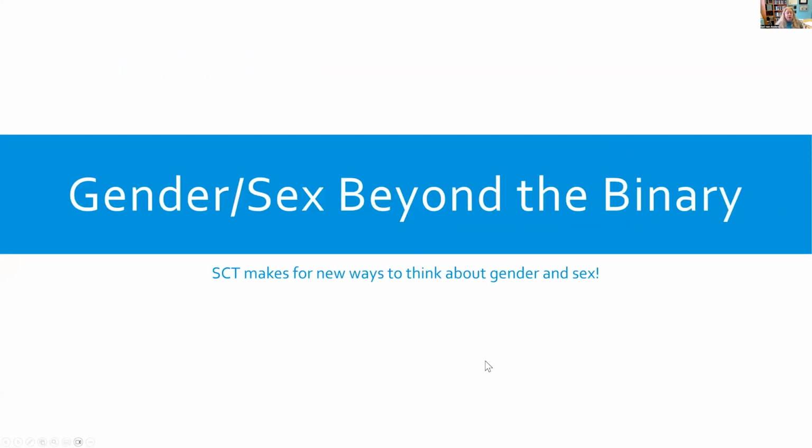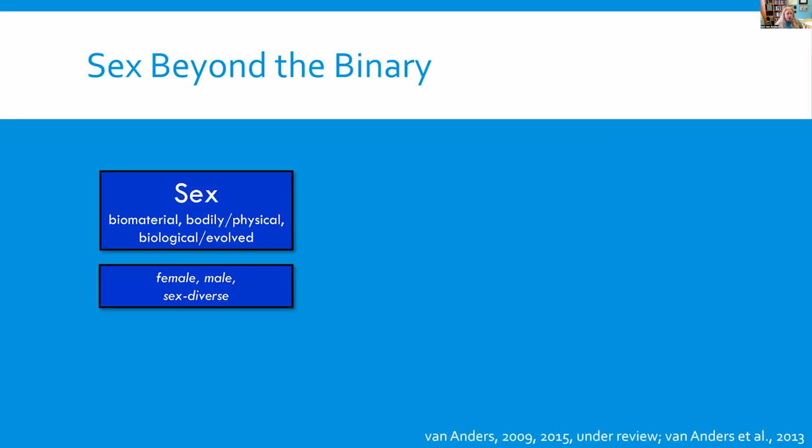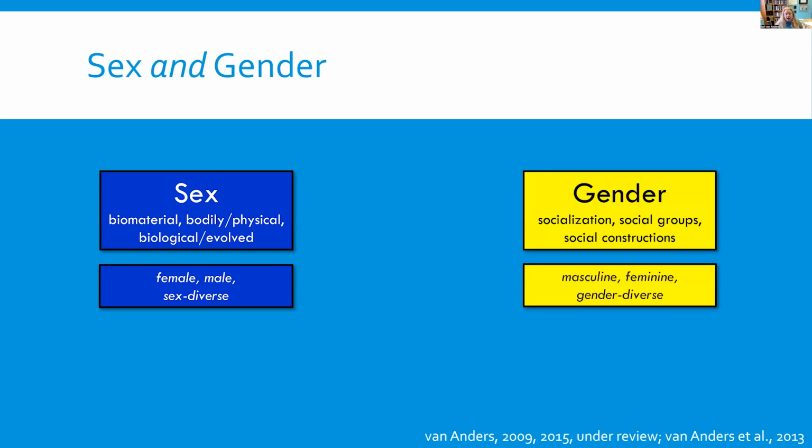SCT also makes for new ways to think about gender and sex, and it takes us beyond the binary in ways I'm going to walk you through. The way I define sex in SCT is as biomaterial, bodily and/or physical and/or biological and/or evolved, and that has to do with aspects tied to femaleness, maleness, and sex diversity. Now, obviously, there's also gender, which I define as having to do with socialization, social groups, and social constructions that have to do with masculinity, femininity, and gender diversity.